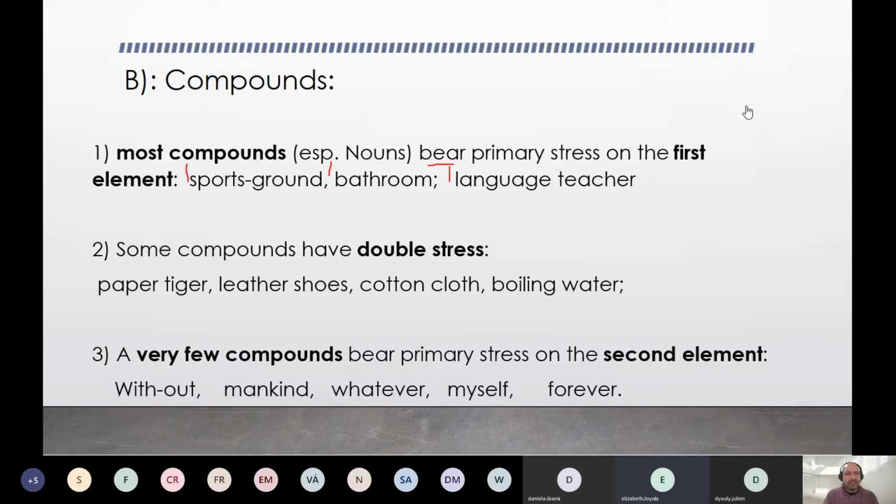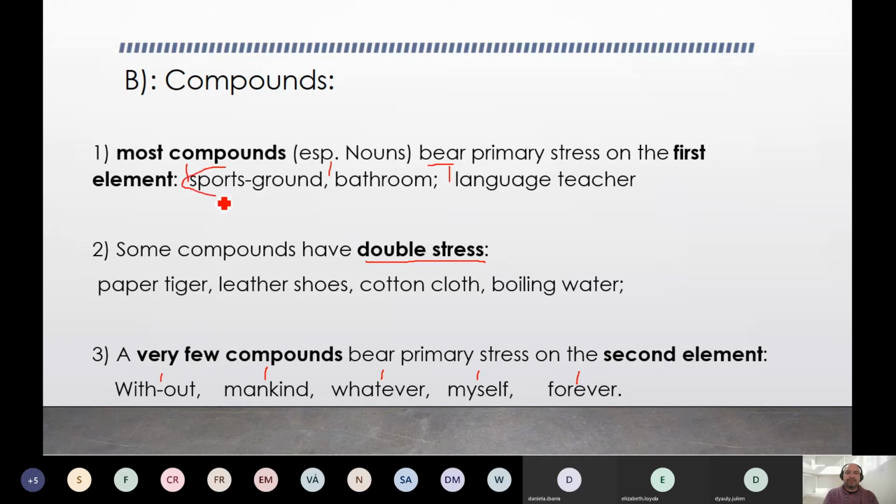Perfect. Thanks so much. And that's the thing. I mean, we have general rules, but we have these exceptions in which there's a double stress, meaning that you actually stress both nouns, and others in which you actually stress the second element: out, kind, ever, self, and ever. So those are the exceptions, because in general, it's the primary element of the compound that receives more emphasis, right?